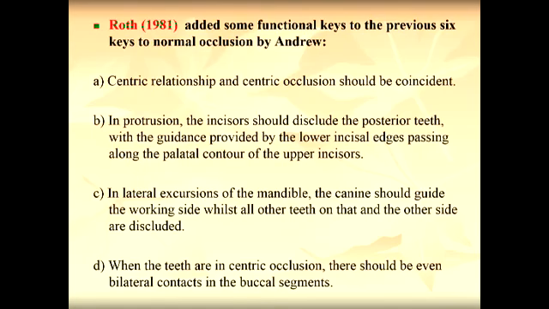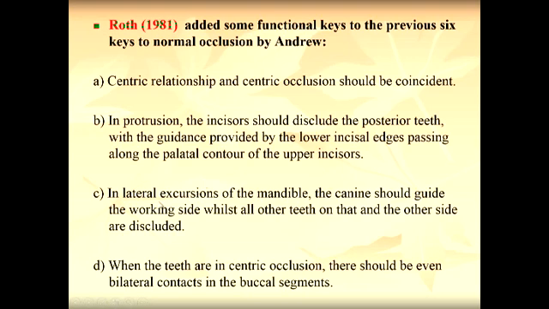Dr. Roth in 1981 added some functional keys to the previous 6 keys to normal occlusion by Andrews. Centric relation and centric occlusion should coincide. In protrusion, the incisors should disclude the posterior teeth, with the guidance provided by the lower incisal edge passing along the palatal contour of the upper incisors.